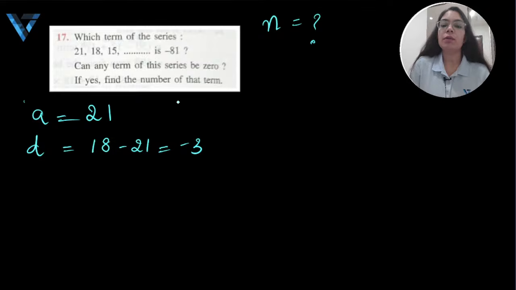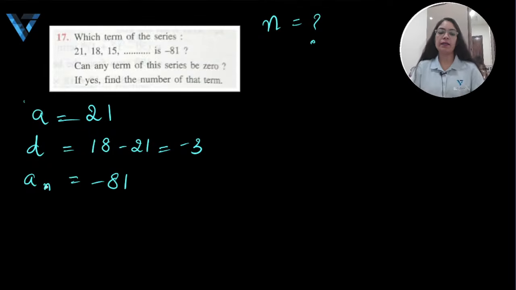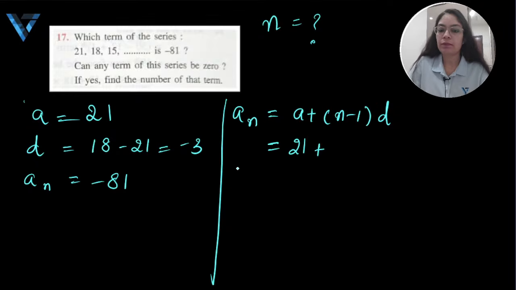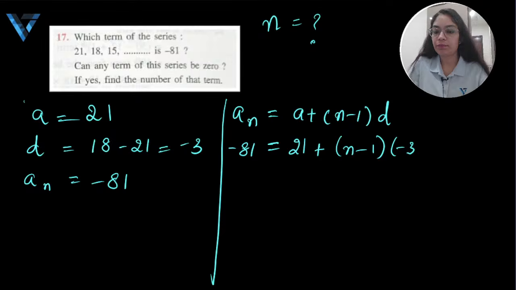Now it's mentioned which term of the series is minus 81. So an we can write as minus 81. a, d and an are given to us, and we have to find n. So we can use the formula of an. an is equal to a plus n minus 1 into d. So a is 21, an is minus 81, plus n minus 1 into d, d is minus 3.